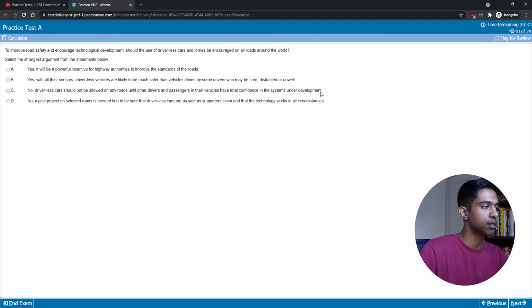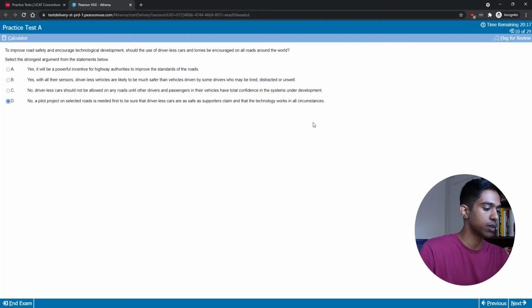Total confidence in the systems under development. Not much about safety, but let's have a look at this last one. No, a pilot project needed first to make sure, blah, blah, blah. And technology, yeah, so it would be this one because to make sure that the technology works in all circumstances.